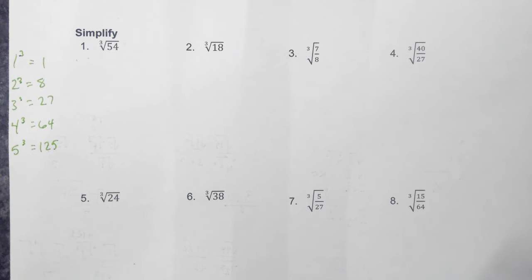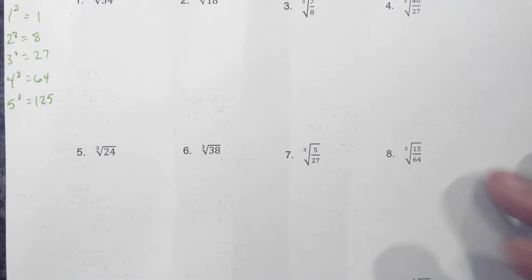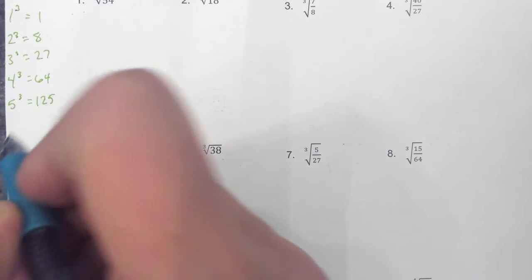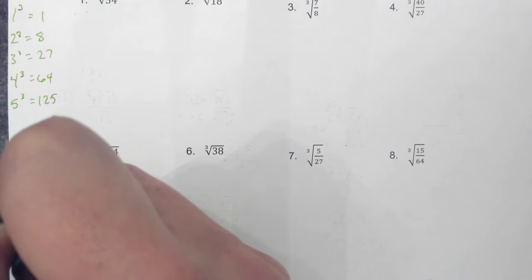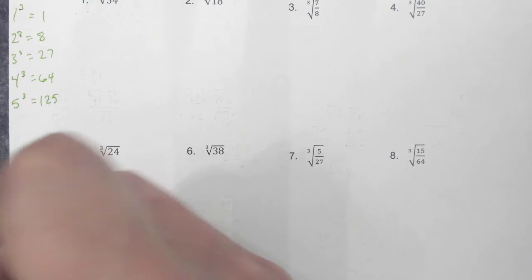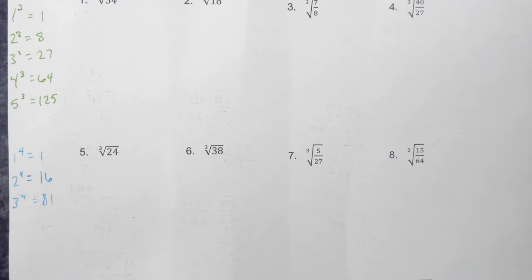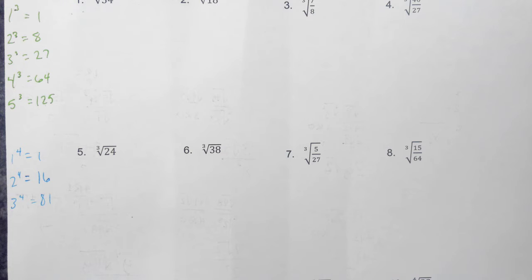For fourths, we'll write down a few of those. Again, you need to know even fewer probably than the cubes. 1 to the 4th, still 1. 2 to the 4th, 16 is the next one. 81. That's probably good enough. If you know 3 to the 4th is 81, that'll probably get you through all of the problems.